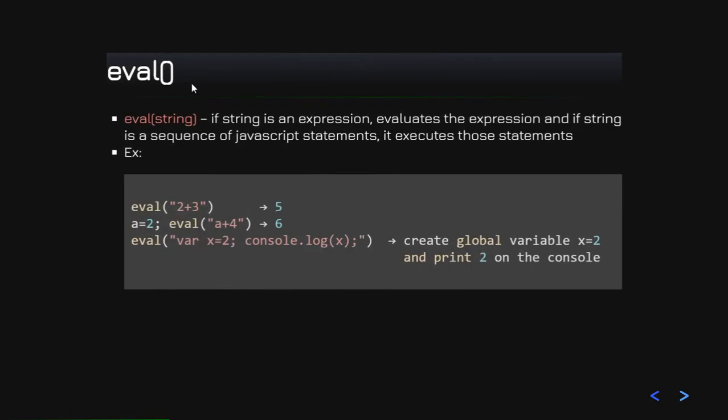Another important global function in JavaScript is eval, which is useful for evaluating an expression, arithmetic, boolean, or string, but it's also useful for executing JavaScript code. So if this string is an expression, it evaluates the expression and returns the result, and if the string is a sequence of JavaScript statements, it executes those statements. We see here some examples. Here it adds 2 plus 3. The result of eval is 5. Here the result of eval is 6. We can use variables inside the string used for evaluation, like this one. Or we can write complete JavaScript code like this one, in which case it will create a global variable x and will print the value of x, which is 2, on the console. So it will execute this code.